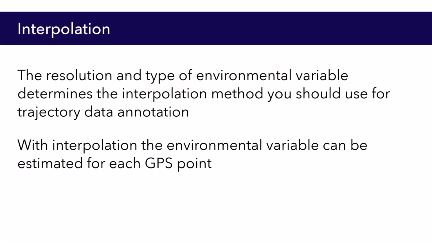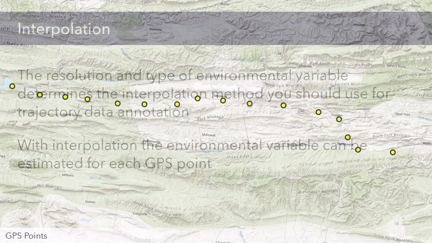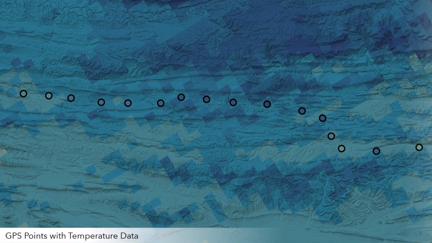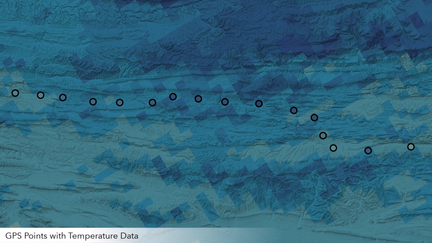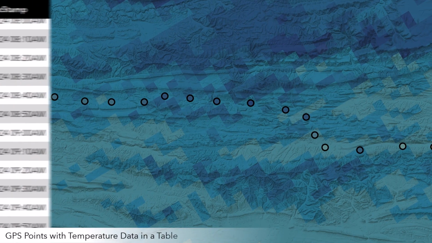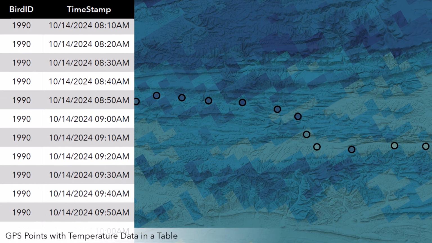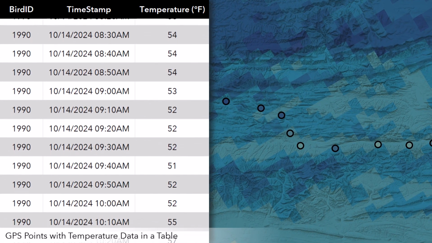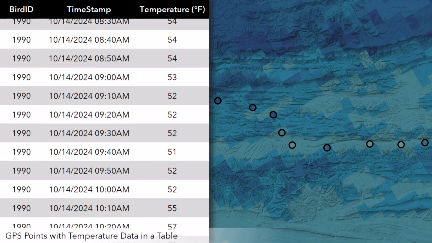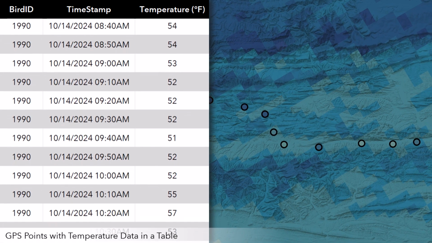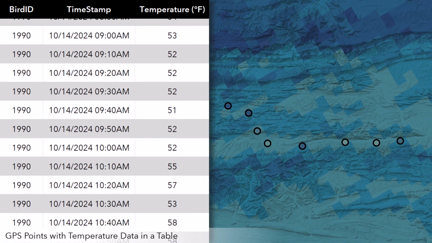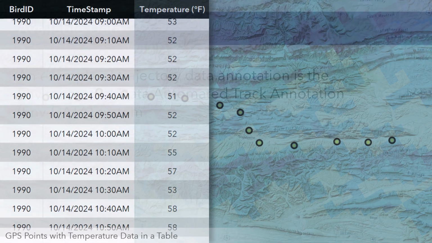Using interpolation, the environmental variable is estimated for each GPS point along the trajectory and is annotated to the point as an attribute. As a result, an enriched trajectory data is generated, often in a CSV format, which includes not only information about the location and time of movement observations, but also the environmental variables associated with each observation.